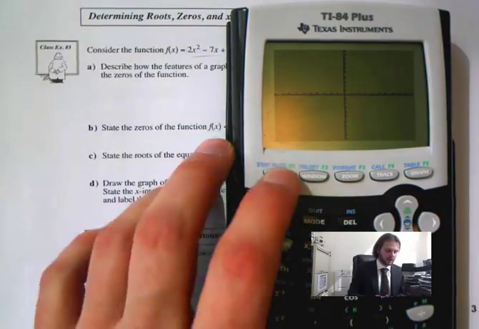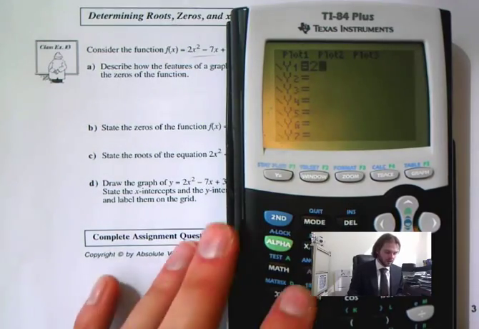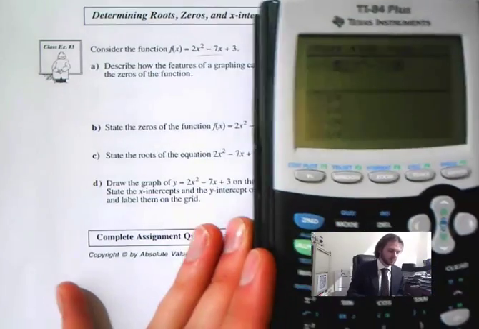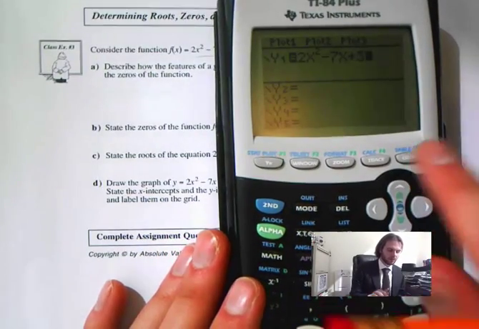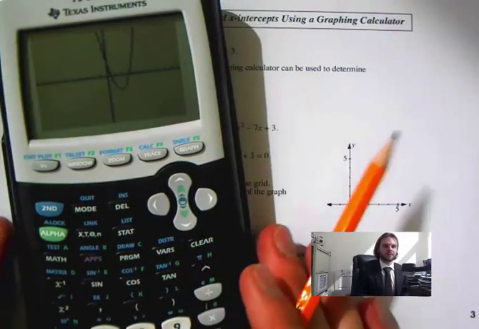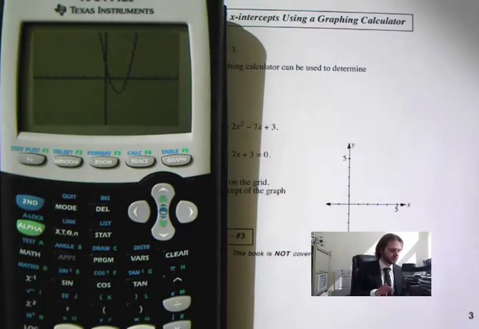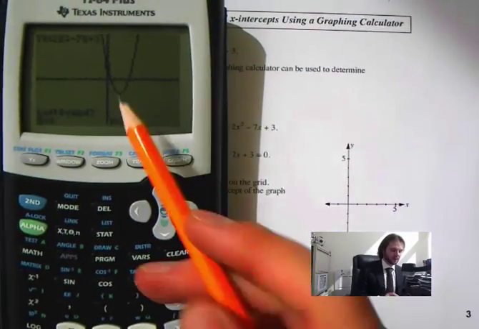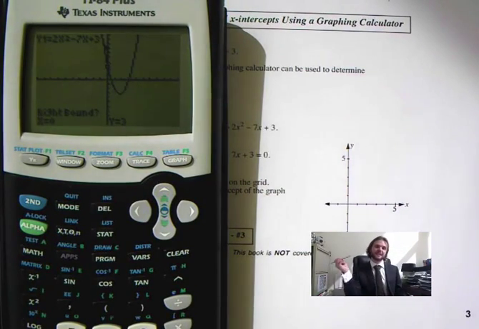Now, we have y is equal to 2x squared minus 7x plus 3. Now I want to graph it. There's my graph. How do I find the zeros now? Okay, let's try and figure this out. How do I find my zeros? I want second calculate, find the zero, and it wants left bound. Well, that looks like left bound. Enter.